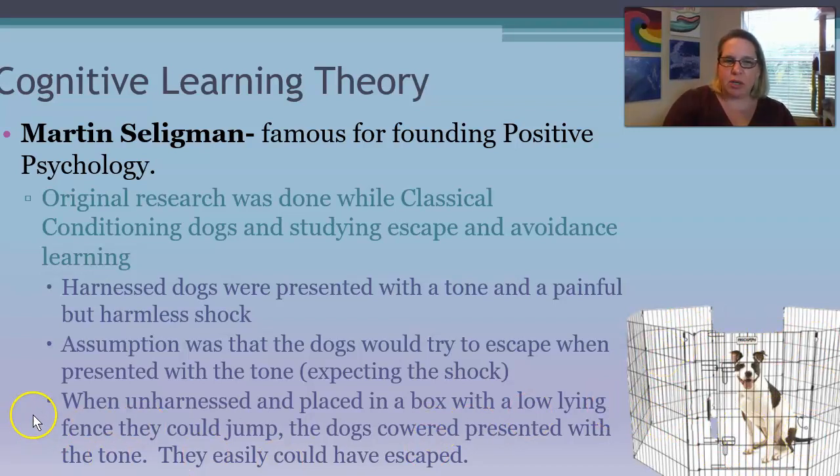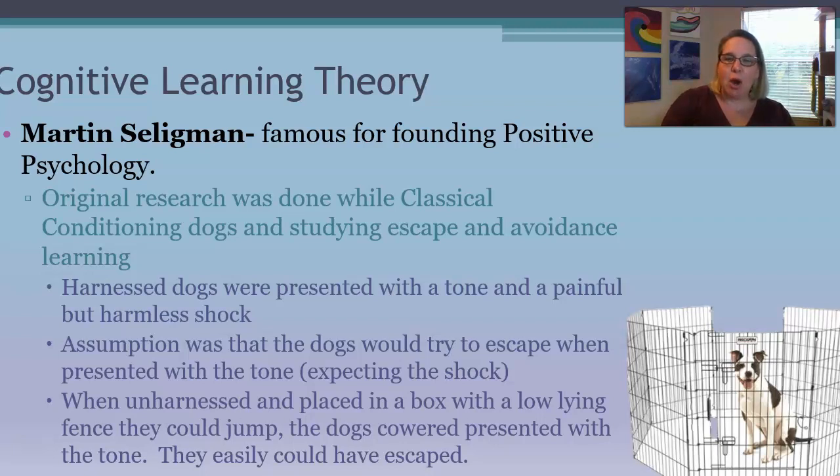So they had dogs in a pen, but it was a pen that they could easily escape, like they could jump out of. And in the first part of it, they would harness the dog so they couldn't escape. And then they were presented with a tone and a painful shock, right? Painful, but it didn't do them any permanent harm. And then Seligman said that he thought that the dogs would try to escape when they were presented with the tone, expecting the shock to come. So remember, classical conditioning. Okay, so that tone is associated with the shock.